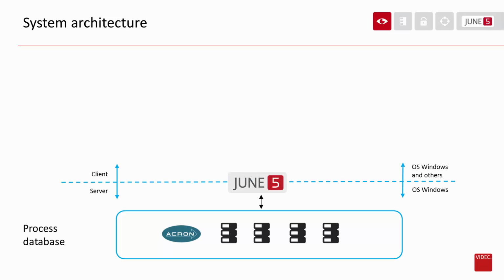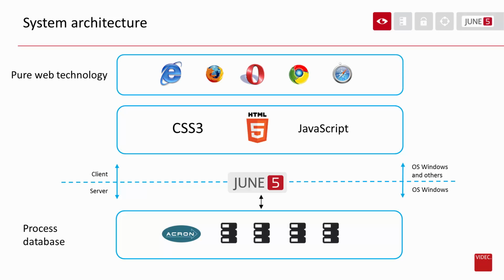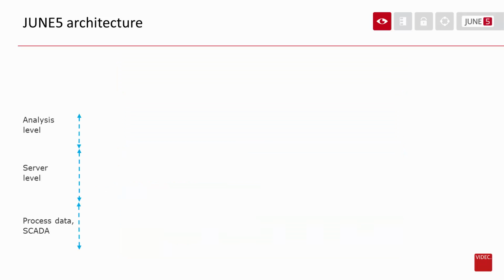The JUNE5 server is operating on a Windows machine where the data source comes from. To bring your industrial data to other data sources, it's necessary to use open web standards like CSS3, JavaScript, and of course HTML5. Therefore, we ensure a pure web technology architecture where you can use your device with your favorite internet browser. The three levels of the JUNE5 architecture are the process data level, the server level, and the analysis level.